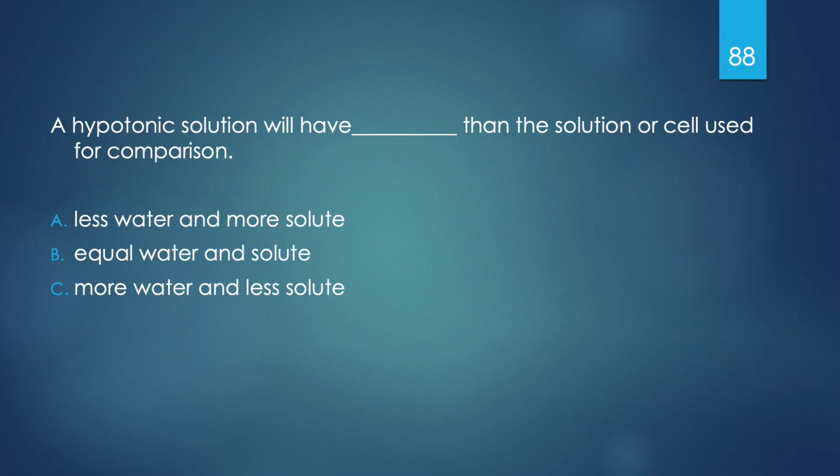Here are a couple sample questions for you to see if you're on track. A hypotonic solution will have blank than the solution or cell used for comparison. Answers are A, less water and more solute, B, equal water and solute, or C, more water and less solute. So you can tell right away that options A, B, and C are, in no particular order, isotonic, hypotonic, and hypertonic answers, right? So we're just asking, what really is a hypotonic solution? And the answer is C, it's going to have more water and less solute than the solution or cell used for comparison.